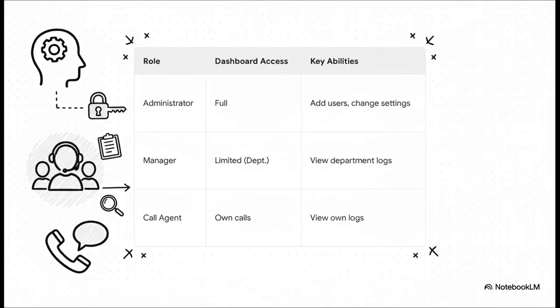Now, once you decide someone's a pro user, you've got another choice to make. There are 3 different roles. You've got the administrator. They have the keys to the whole kingdom, full control. Then there's the manager, who has limited access, usually just to see what's happening in their own department. And finally, the call agent, who can only see and track their own calls. The main takeaway here is just to pick the role that perfectly fits what they actually do day to day.